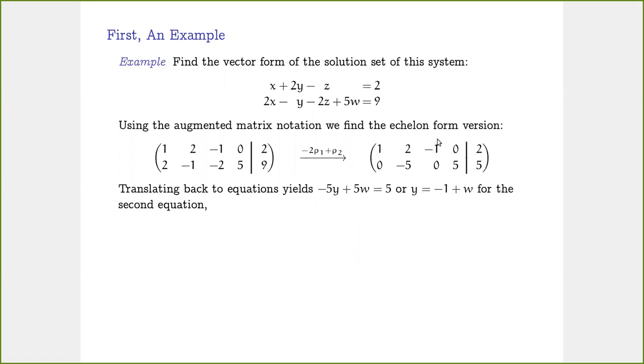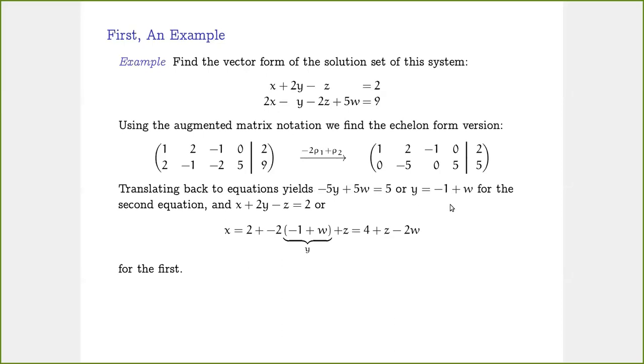Now looking at the first row, the first equation, we can read that off as x plus 2y minus z equals 2. That's what's written here. And we can solve that by using y equals -1 plus w. We can replace the leading variable y here with -1 plus w. So we simplify this to get x, the leading variable, in terms of the free variables z and w is 4 plus z minus 2w for the first equation.